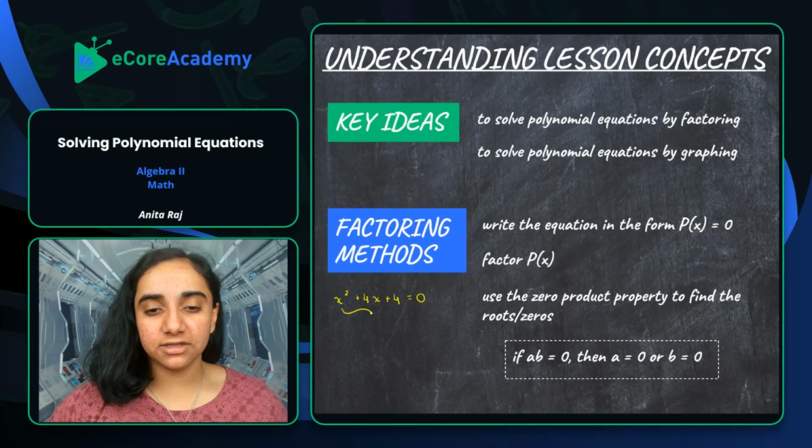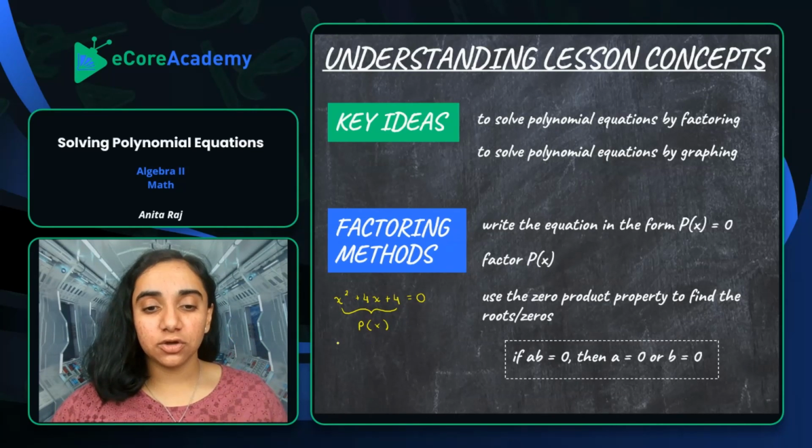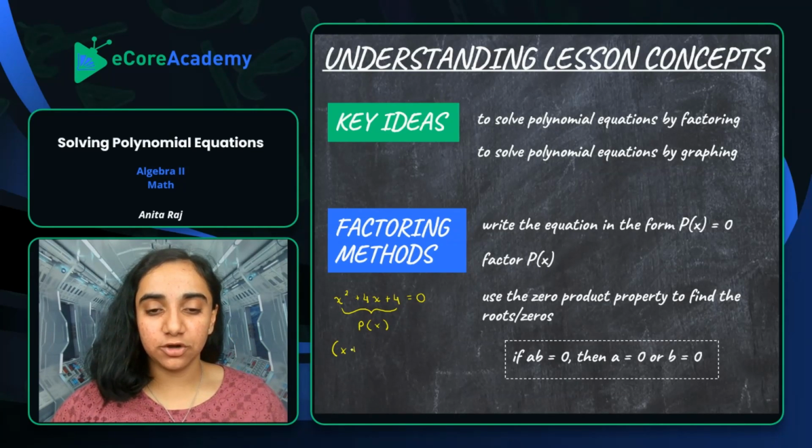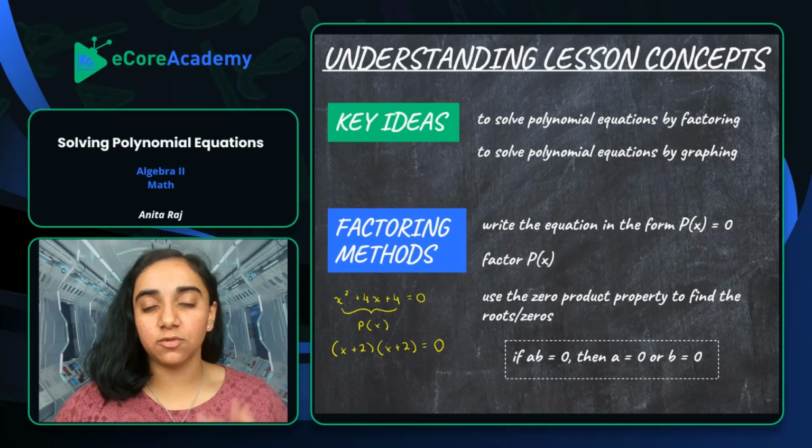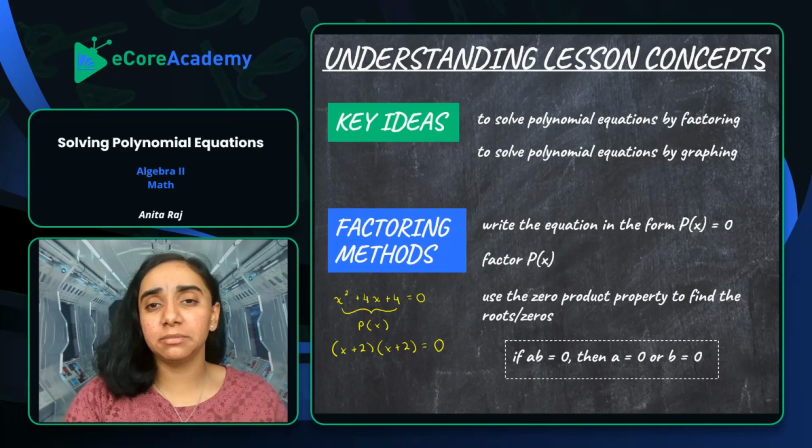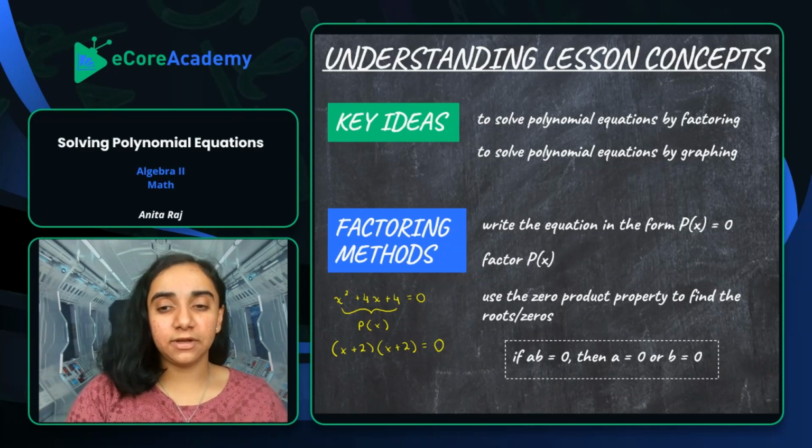This whole thing right here is the function, so this would be p of x. Next thing you want to do is factor p of x as much as you can. In this case, like I said, it's a perfect square trinomial, so it's x plus 2 times x plus 2 is equal to 0. You just want to factor it using one of the 6 factoring methods, or you could probably use more than one depending on what you're given.